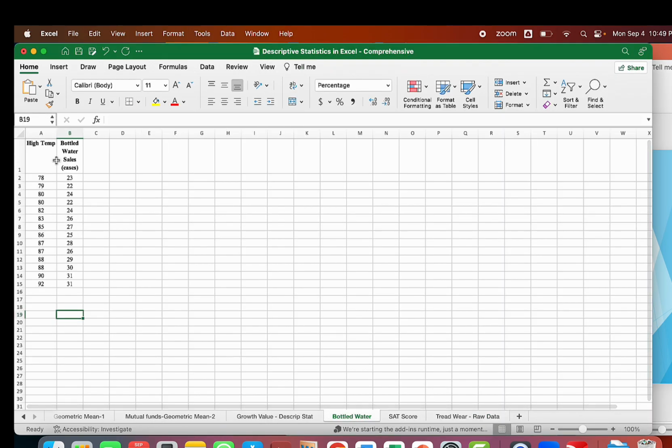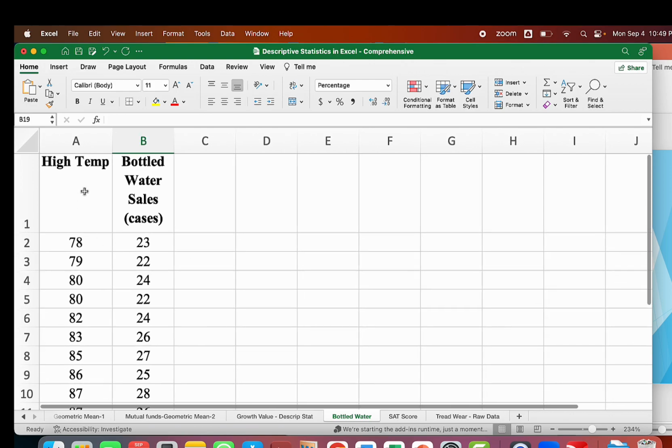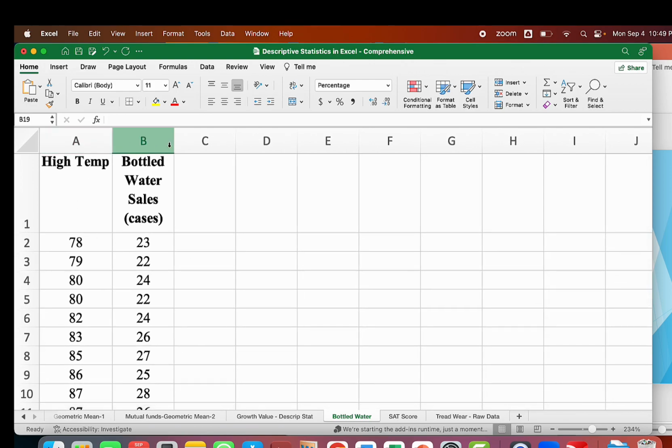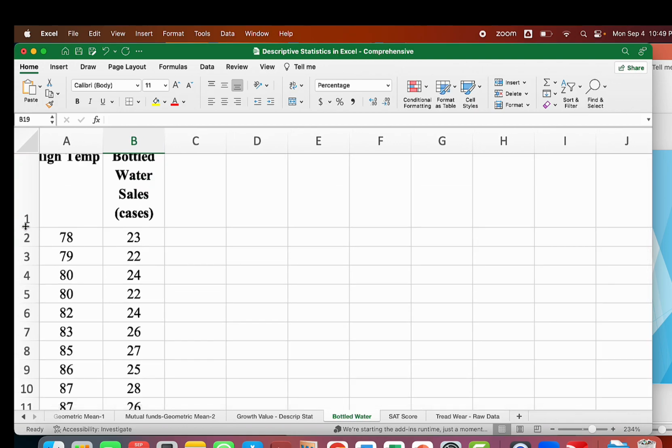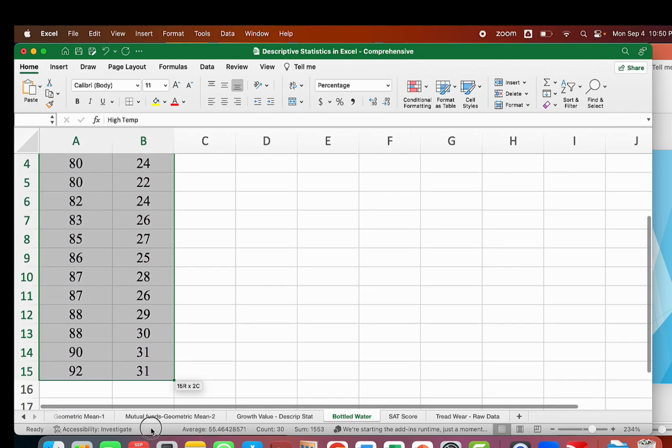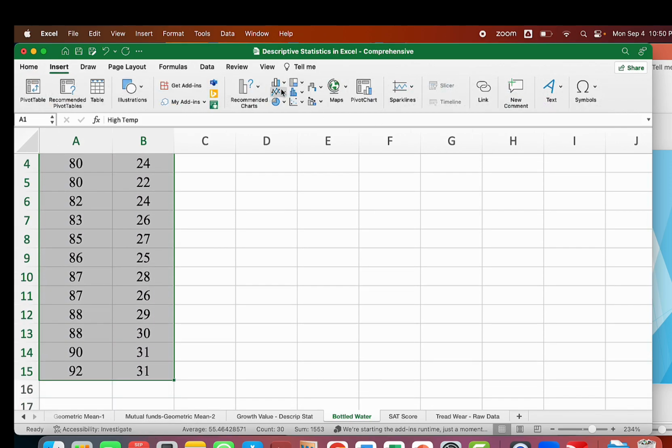So here is our bottled data. In this bottled data, we have two variables. One is temperature and the other is bottled water sale cases. We want to find out if there is a correlation between them or not. For instance, whether the sale of bottled water increases or decreases as temperature increases. I will select this data. Let's go to insert and scatter plot.